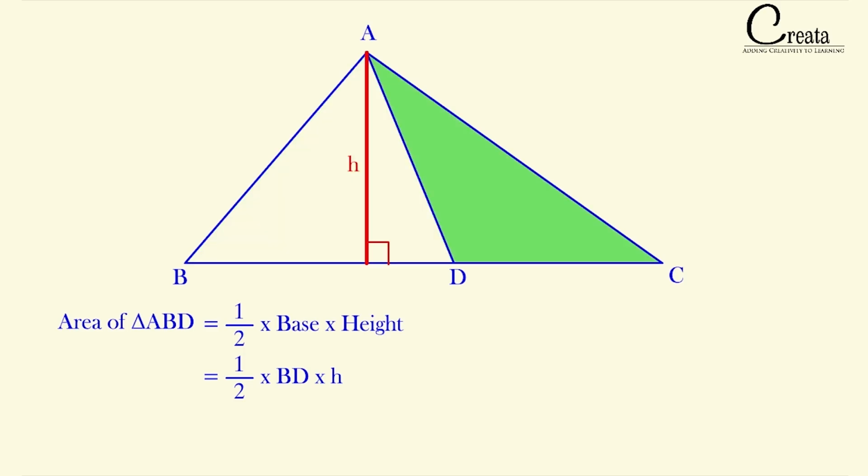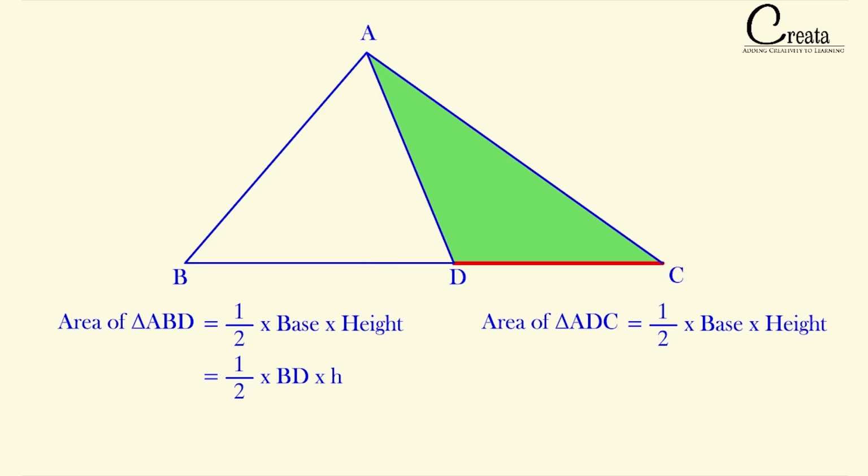Further, let's take the triangle ADC. The area of this triangle will be half into base into height. Let's take the base as DC. What will be the height for this triangle ADC? The height will be the perpendicular distance from the opposite vertex. So here the same H will be the height for this triangle ADC. Don't be confused that the height is coming outside the triangle. The height can come outside the triangle. It should just be perpendicular to the base and it should join the opposite vertex. So here H is fulfilling this condition. So H is the height for this triangle. So we got the area of this triangle as half into DC into H.